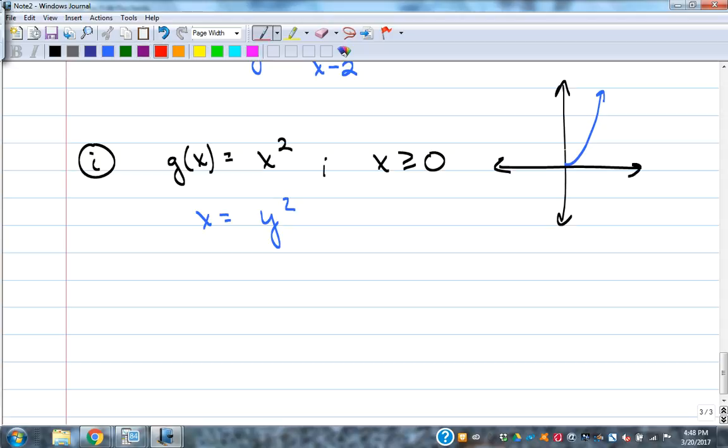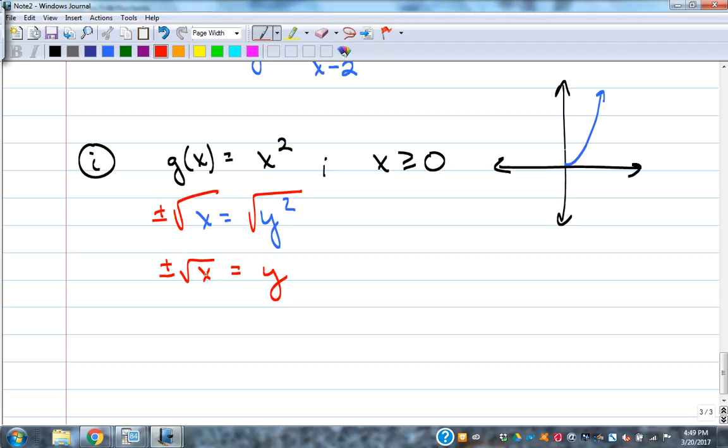Not a whole lot of work going on here. What do I do to get y by itself? How do I unsquare something? Square root. But if I introduce the square root into a problem, what else has to be there? Plus or minus has to be there. So that's really y is equal to plus or minus the square root of x.